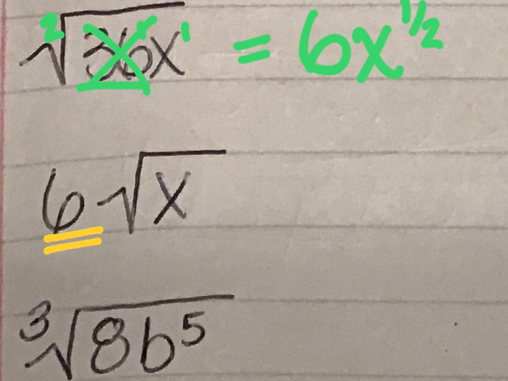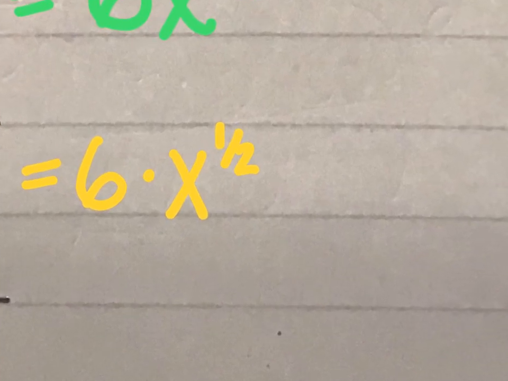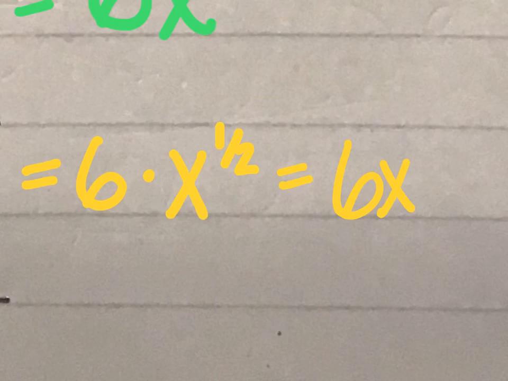Here our 6 is already on the outside, so we don't have to do anything with that. We have the square root of x with a rational exponent, that's x to the 1/2. We can squish these together, write it more cleanly as 6x to the 1/2.